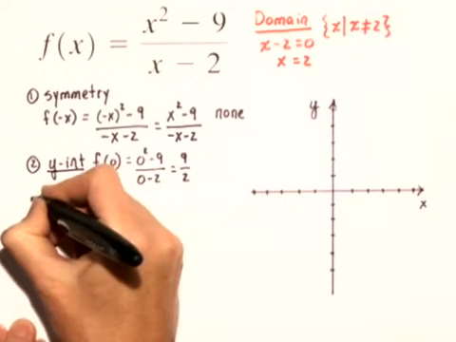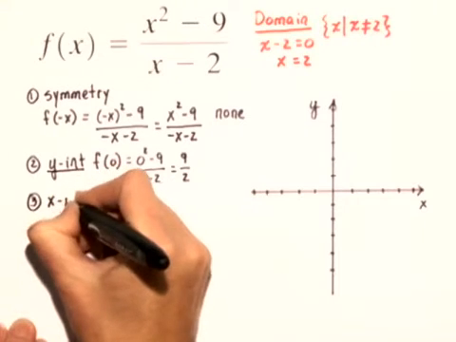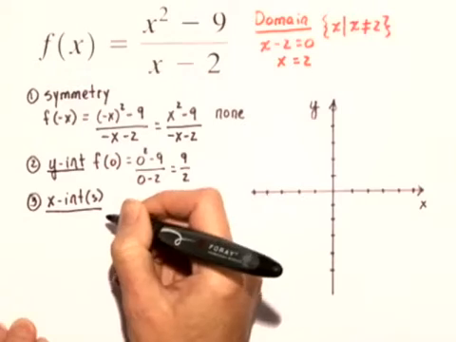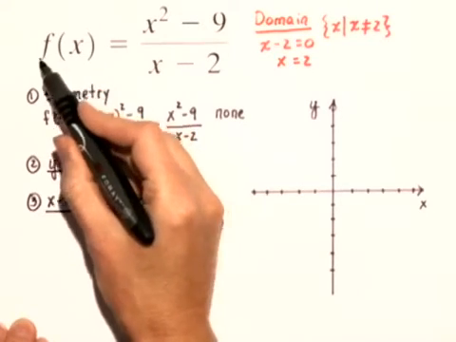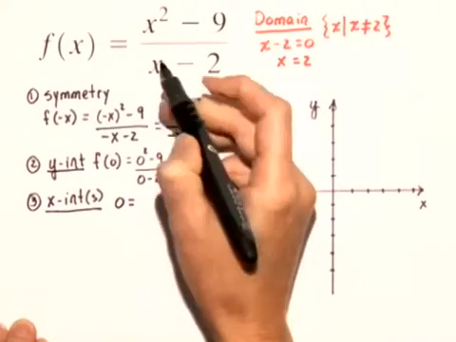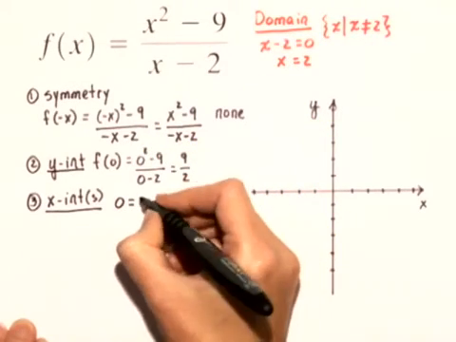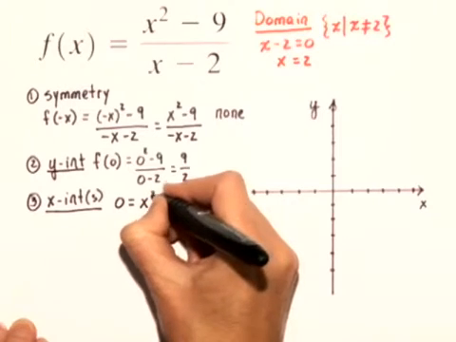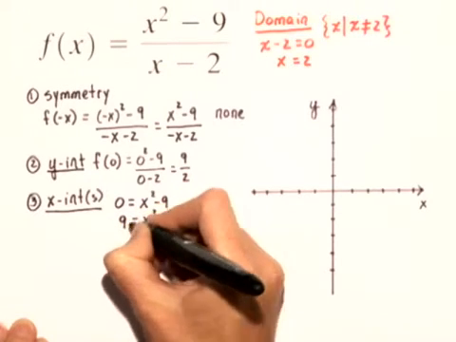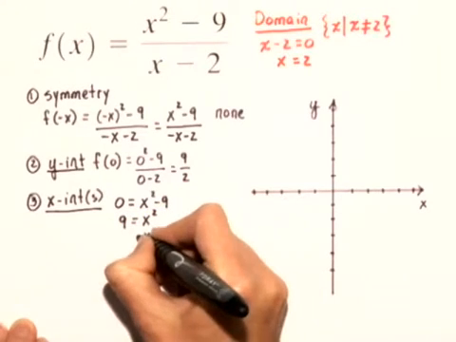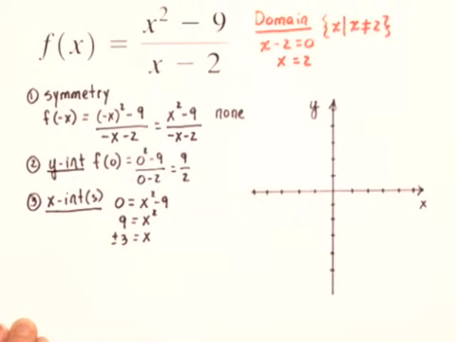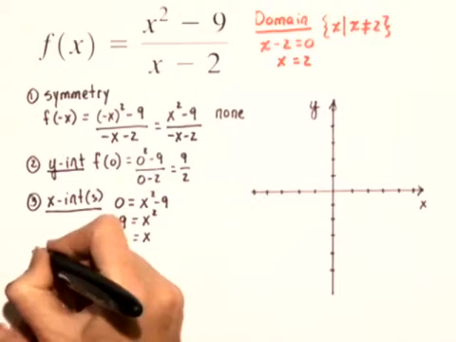Let's see if we have any x-intercepts in step 3. We find x-intercepts by letting y equal 0, or in other words, we'll just substitute 0 in for f of x. And we'll set that 0 equal to the numerator of the rational function. 0 equals x squared minus 9. Well, that gives us that x squared is equal to 9. If we take the square root of both sides, we get x is equal to positive or negative 3. So we have two x-intercepts.